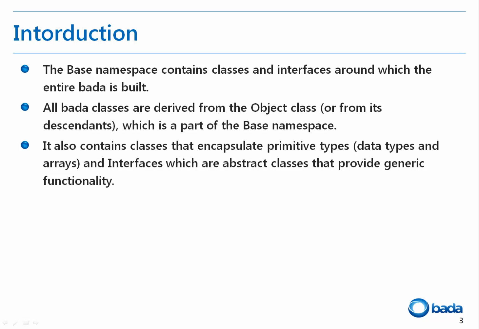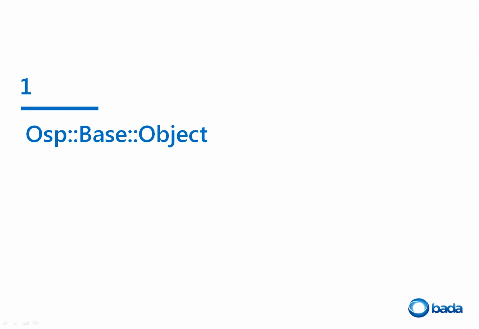The base namespace contains all the fundamental classes and interfaces around which the entire BADA system is built. It forms the basis of BADA. All BADA classes are derived from the object class, which is a part of the base namespace. This namespace is designed to be efficient and reliable, since the functionality of all the other namespaces depends on it in some way. It also contains classes that encapsulate primitive types and interfaces, which are abstract classes that provide generic functionality. I'll start with the base class of all BADA classes, which is the object class.